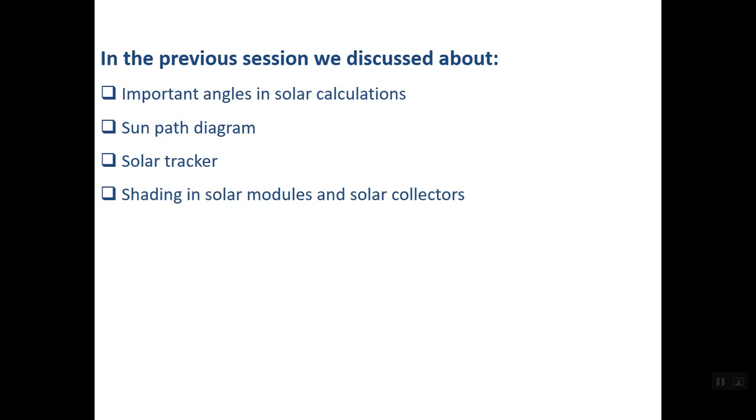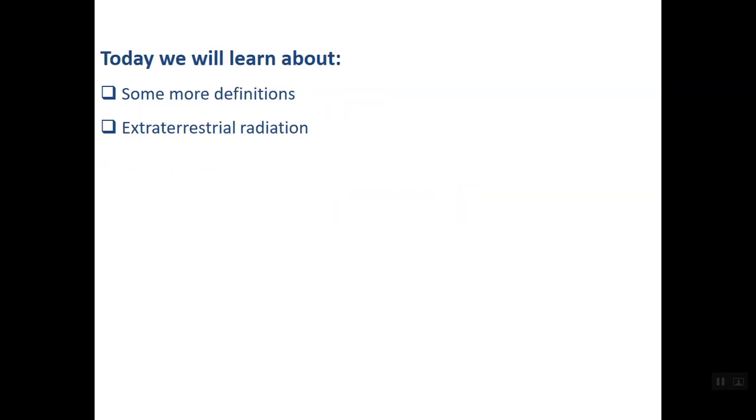The sun path diagram was introduced. We had a short discussion on solar trackers and shading. Today we want to complete the definitions by adding some more new definitions and a discussion about the extraterrestrial radiation, to open the road for further discussion in the next weeks.